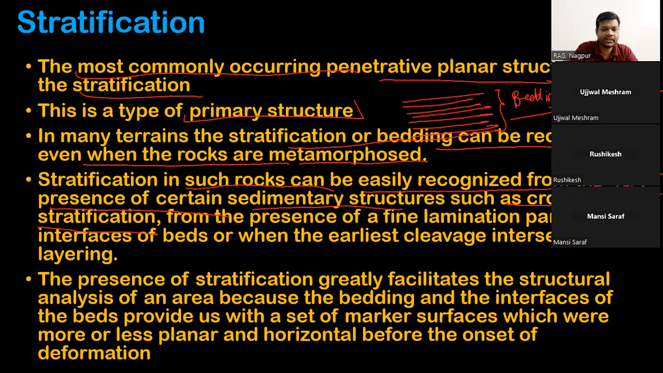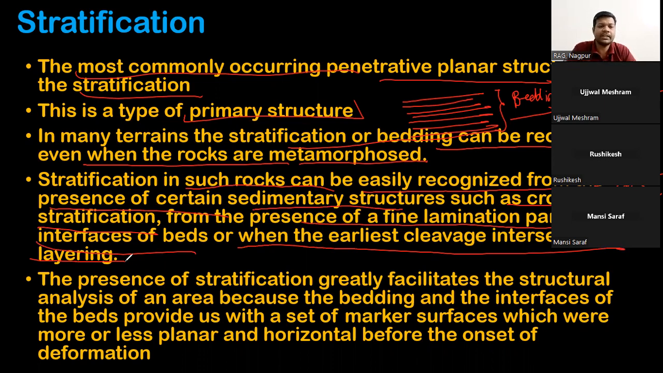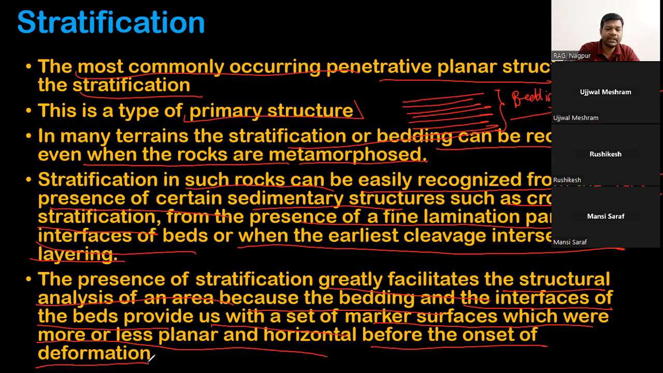Cross stratification might be there, or the presence of fine laminations which are parallel to the interface of beds, or when the earliest cleavage intersects the layering. So these are the different parameters by which you can identify the stratification in any kind of rock. The presence of stratification greatly facilitates the structural analysis of an area because the bedding and the interfaces of the beds provide us with a set of marker surfaces which were more or less planar and horizontal before the onset of deformation. I have told you that this is a primary structure.